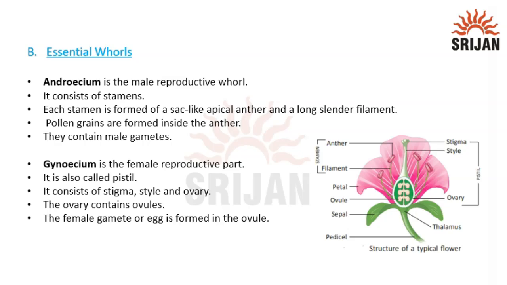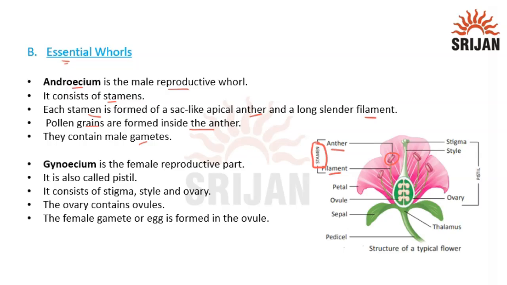Then we have our essential whorls, which, as given by the name, are very essential for the sexual reproduction in plants. First, we have our androecium, also known as the male reproductive part or male reproductive whorl. It consists of stamens, and every stamen is formed of anther and filament. We can see here that we have an anther and filament, and united it is called a stamen. Pollen grains are formed inside the anther. This anther that we can see, pollen grains are formed inside it.